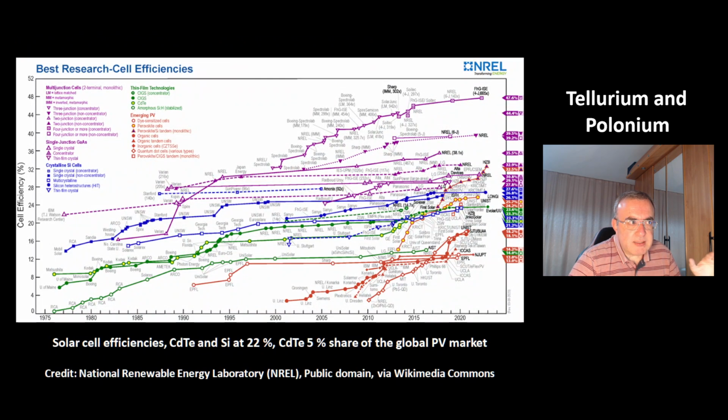And this is a diagram of the solar cell efficiencies of the different technologies. The y-axis is efficiency, and the x-axis is year of discovery. You can see the absolute top are the multi-junction cells with about 47%. Typical solar cell with silicon or cadmium telluride is here at about 22%. Another interesting candidate are the perovskites. They are not fully developed yet. And cadmium telluride solar cells make 5% of the global photovoltaics market.